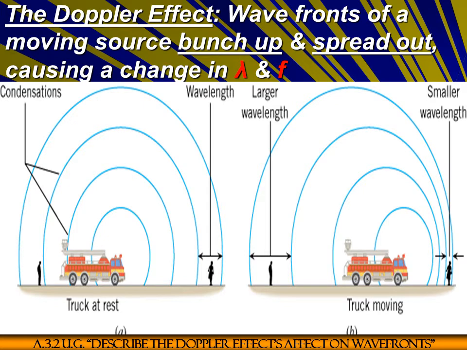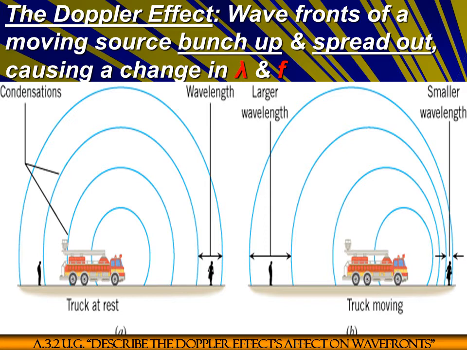Now, if you take a look, on the right side of the truck, or in front of the truck where the woman is standing, the wavefronts are bunched up. It's a smaller wavelength. Whereas behind the truck, where the man is standing to the left, the wavefronts are stretched out. That's a larger wavelength. This happens when the source of waves moves. This is the Doppler effect, or one of the effects of the Doppler effect. There's a change in wavelength.